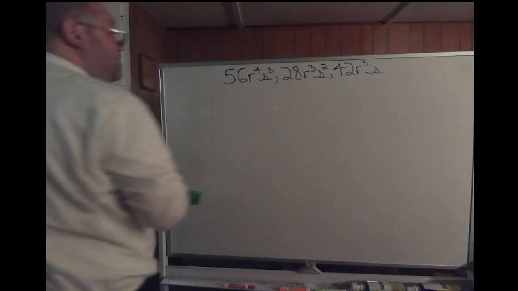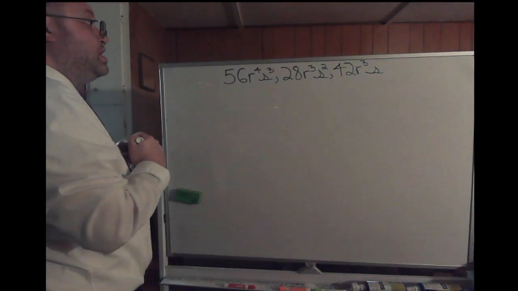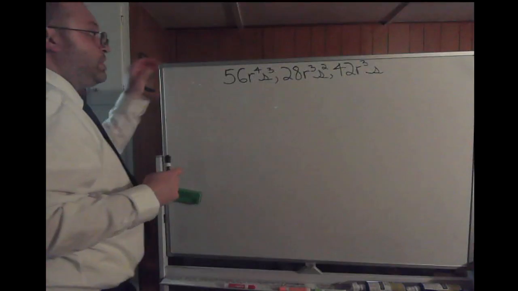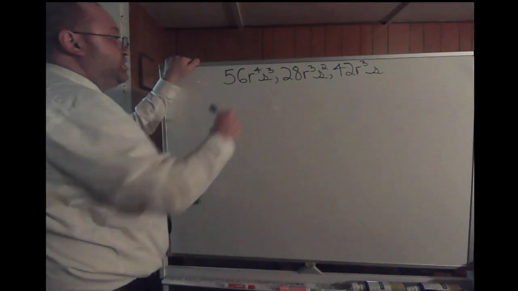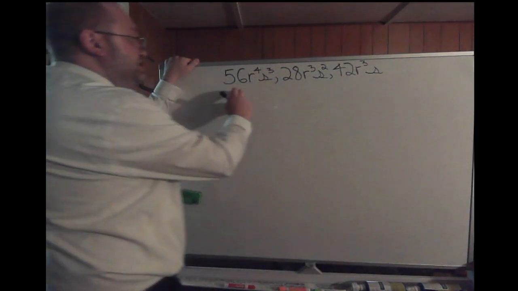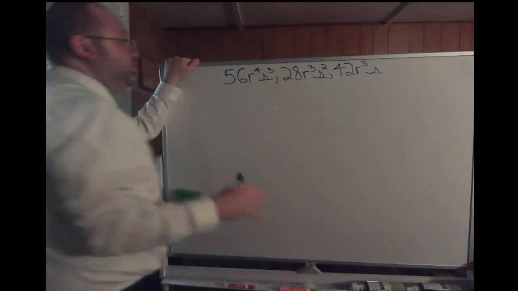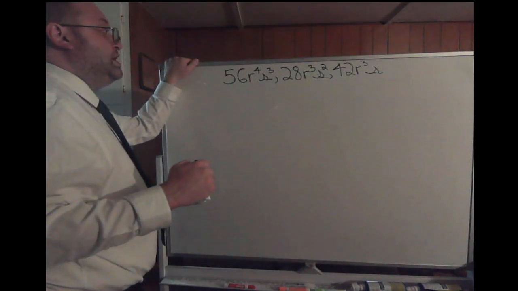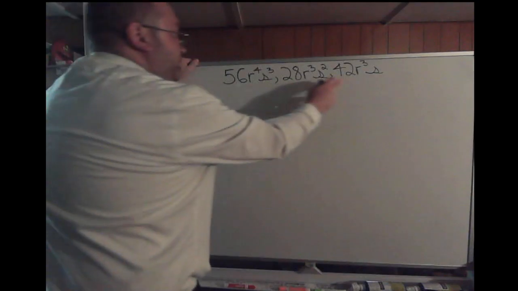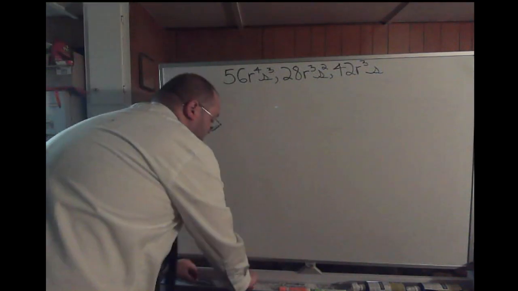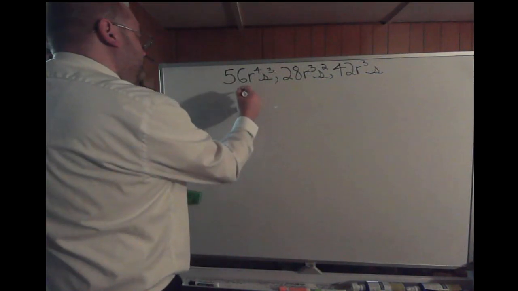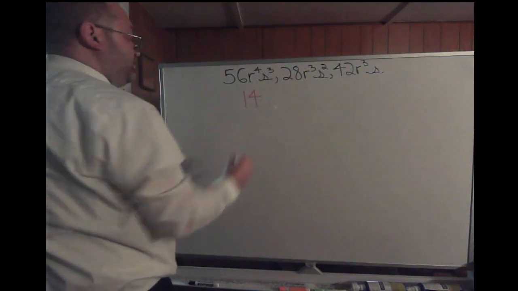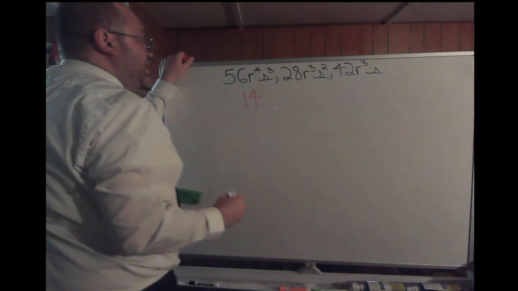So, we got to look here. Let's start with our coefficients, 56, 28, and 42. What is the greatest common factor of 56, 28, and 42? The greatest common factor of those numbers would be 14. That's the greatest common factor.